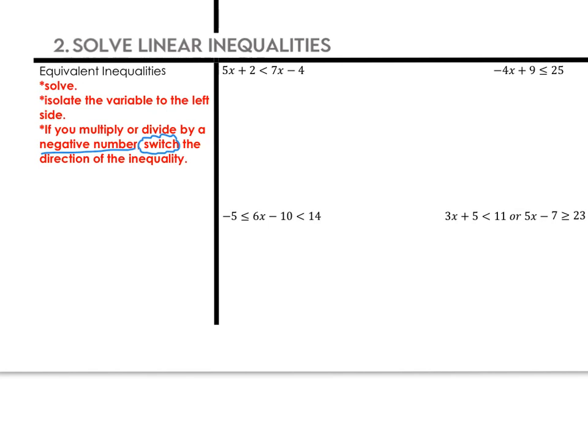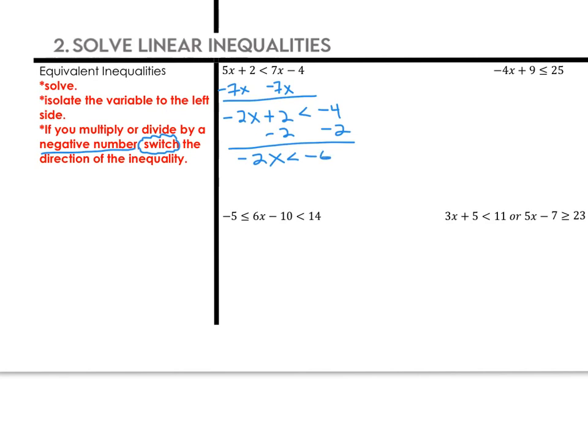5x plus 2 is less than 7x minus 4. Notice we want to get our variable on the left-hand side. I'm going to take the 7x and then move that over using the opposite operation. 5x minus 7x would be -2x. We still have plus 2, and on the right we have -4. I'll move the plus 2 over by subtracting it. And then we have -2x is less than -6.